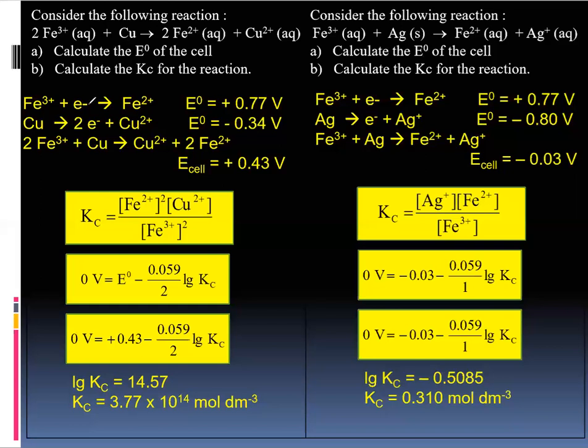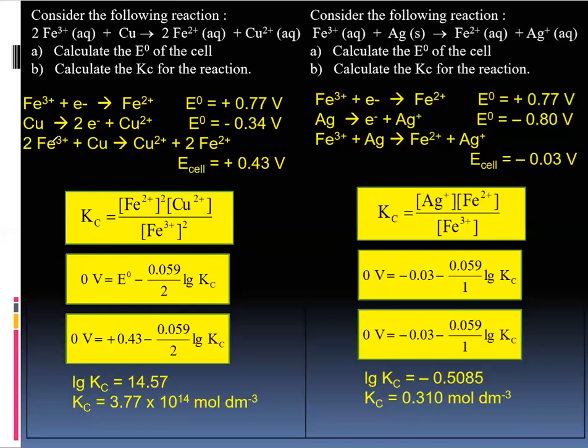The overall reaction for this particular equation: in order to balance it, I need to multiply the first equation through by 2, because there are 2 electrons here, and I'll multiply the second equation through by 1. That doesn't change the equation, so I don't need to bother with that. If you multiply this through by 2, we are going to have 2Fe3+, and of course this becomes 2e-.